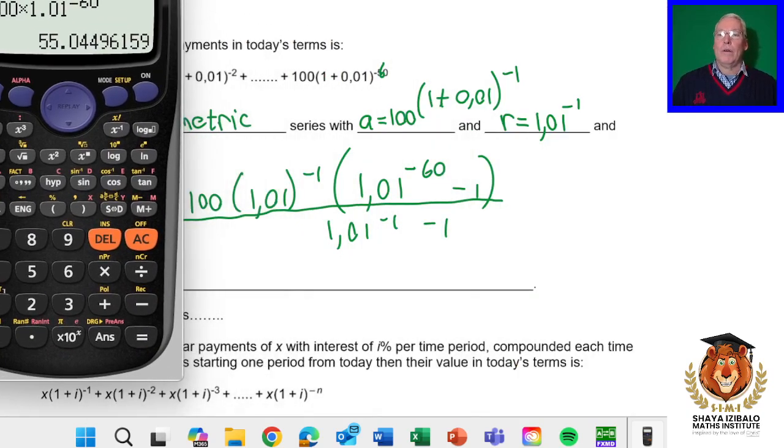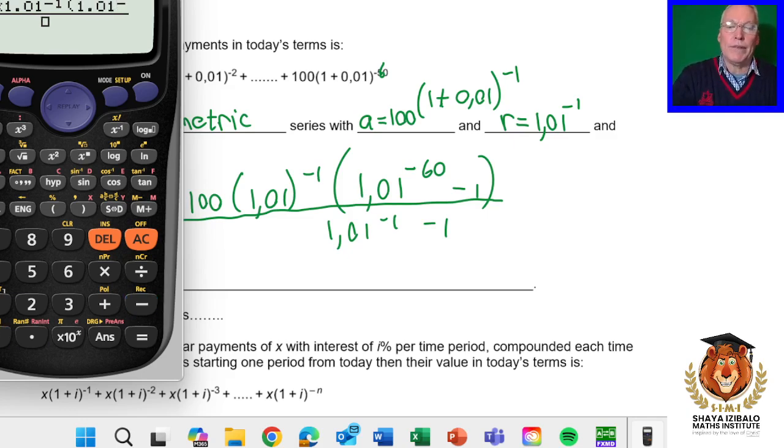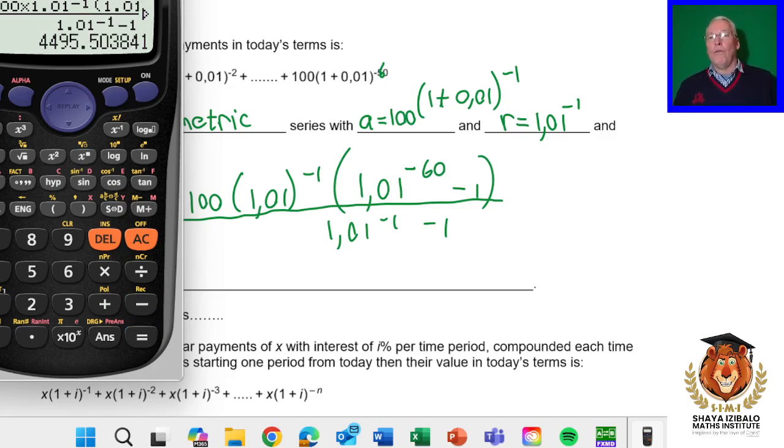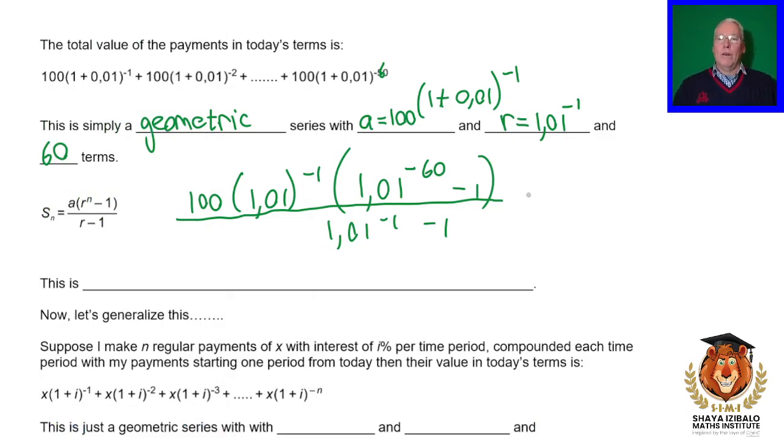Okay, it comes to 100 times 1,01 to the power of minus 1, open brackets, 1,01 to the power of negative 60 minus 1 over 1,01 to the power of negative 1 minus 1. It comes to 4,495 Rand and 50 cents.